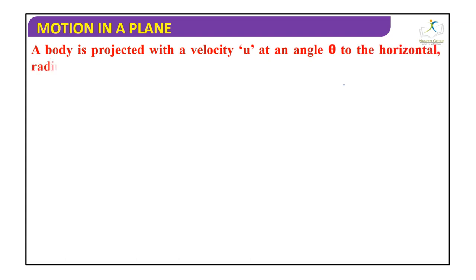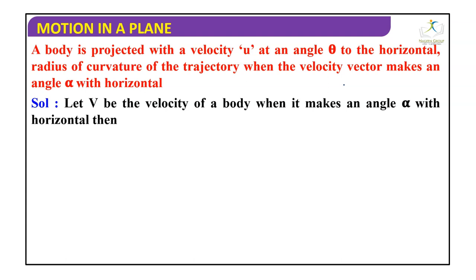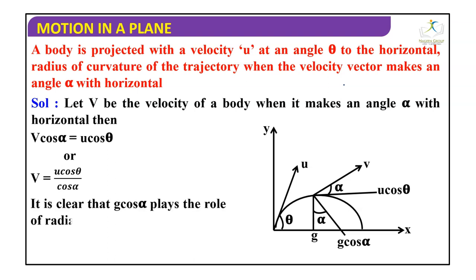So a body is projected with a velocity u at an angle theta to the horizontal. Radius of curvature of a trajectory when the velocity vector makes an angle alpha with the horizontal. Let v be the velocity of the body when it makes an angle alpha with the horizontal. Then v cos alpha is equal to u cos theta, or v is equal to u cos theta by cos alpha. It is clear that g cos alpha plays an important role as the radial component. Like how much the angle changes, or how much the body will be projected, the responsible factor will be g cos alpha. So g cos alpha is equal to v square by r, or r is equal to v square by g cos alpha.